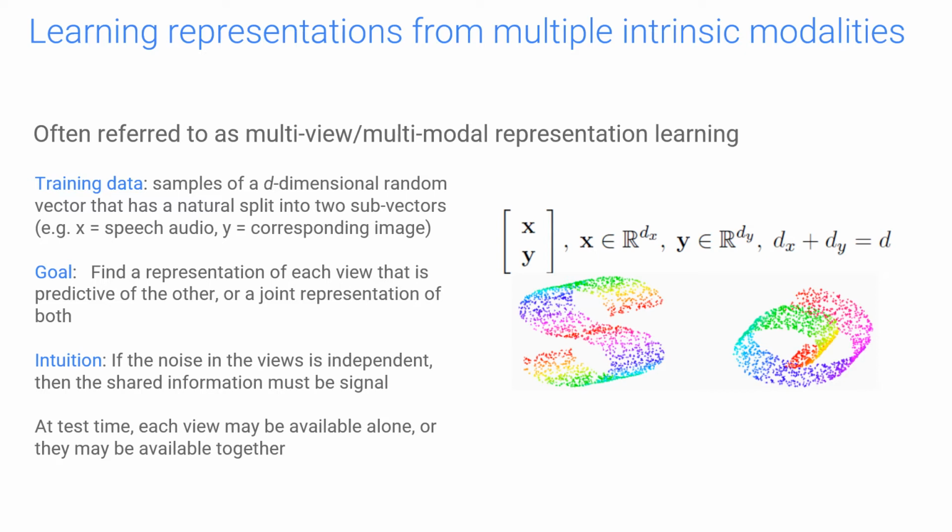And the objective is typically formulated as finding a representation of each view that is in some sense predictive of the other view, or that jointly represents both. And the intuition for that is that if there's noise in the two views, so if we were to add noise to these data sets lying on these manifolds, it might be harder to understand the structure of the data. But if the noise in the two views is independent or at least uncorrelated, then any shared information must be signal rather than noise. And then finally, at test time, we can assume that either one view is available alone or perhaps both views are available together.